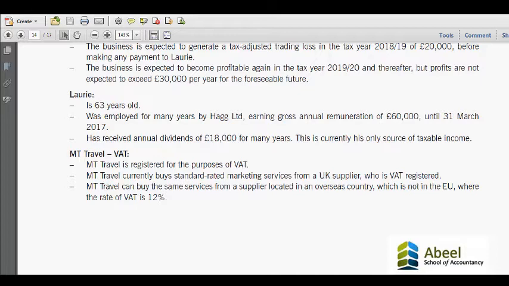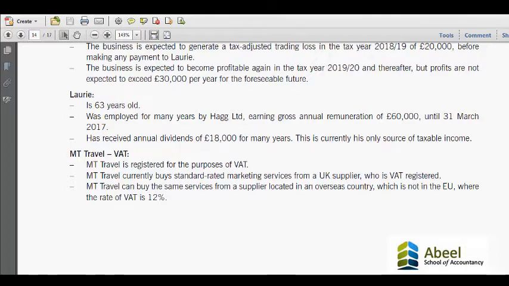As far as dividend is concerned, I believe everybody knows that the first 5,000 will fall in the nil rate band, irrespective of which taxpayer you are, whether a basic rate taxpayer, higher rate taxpayer or additional rate taxpayer. It makes no difference. The first 5,000 of dividend income will fall in the nil rate band.